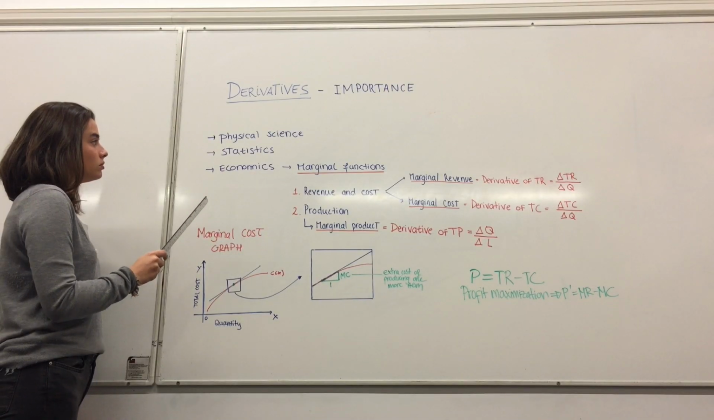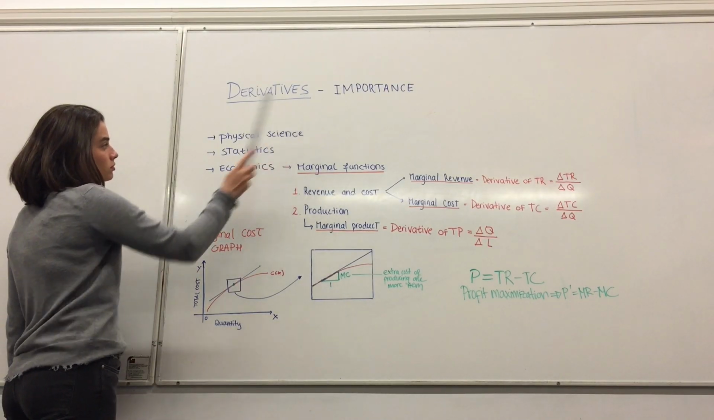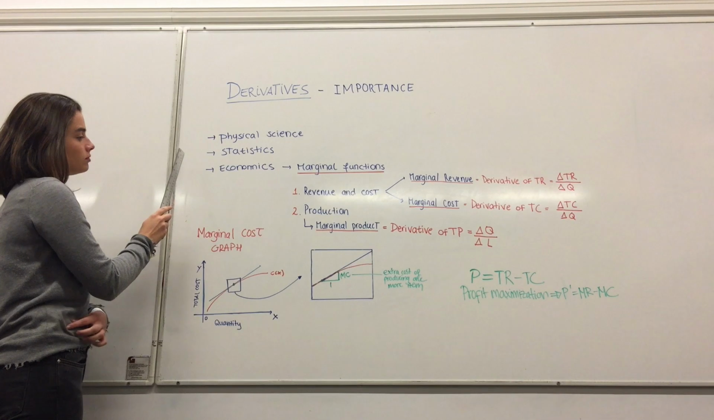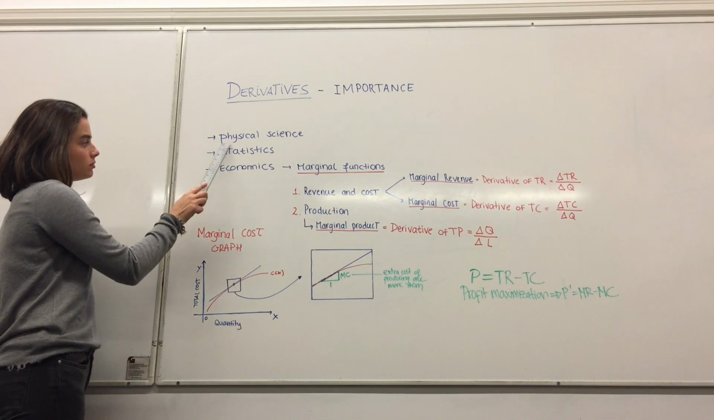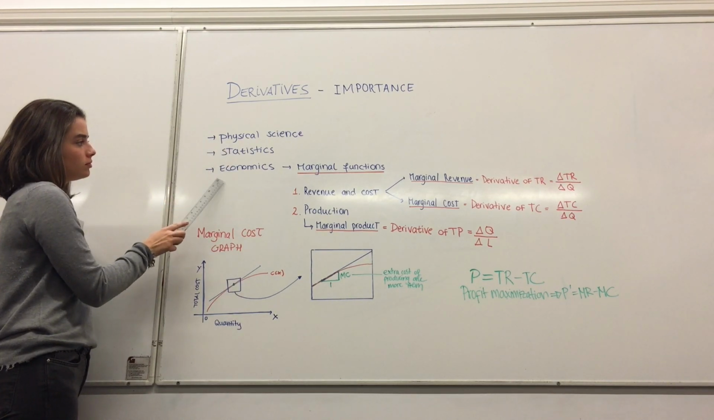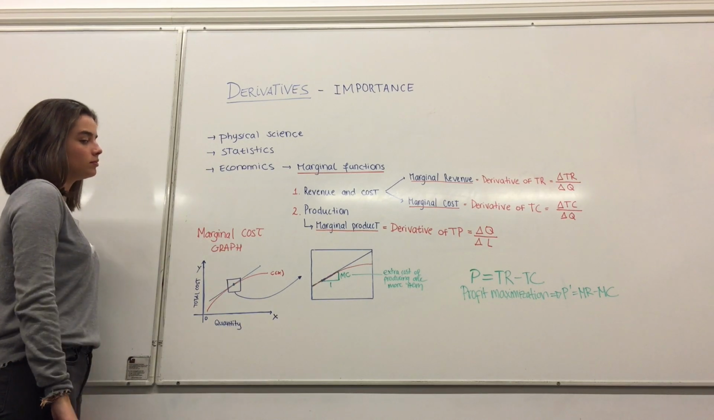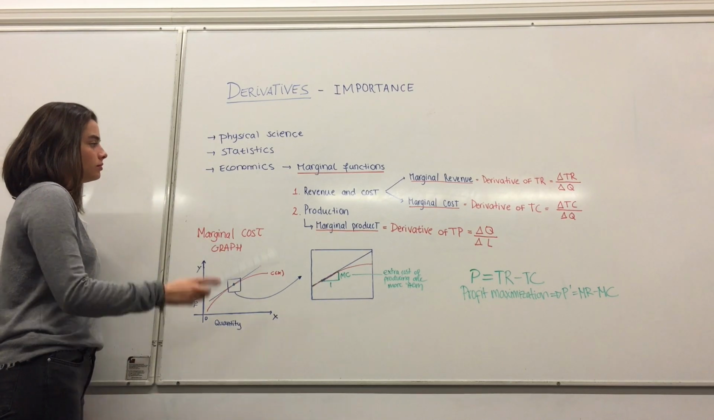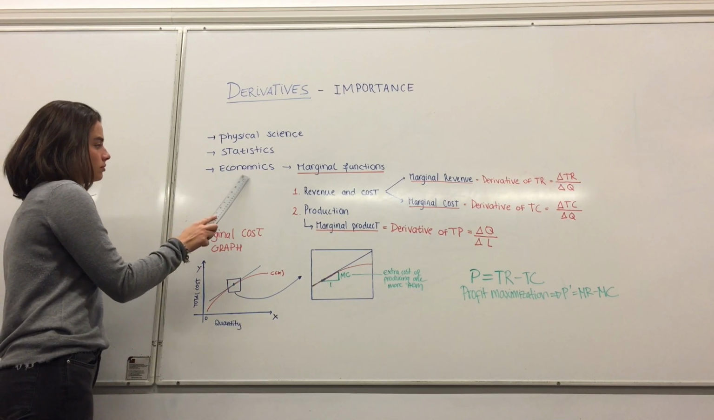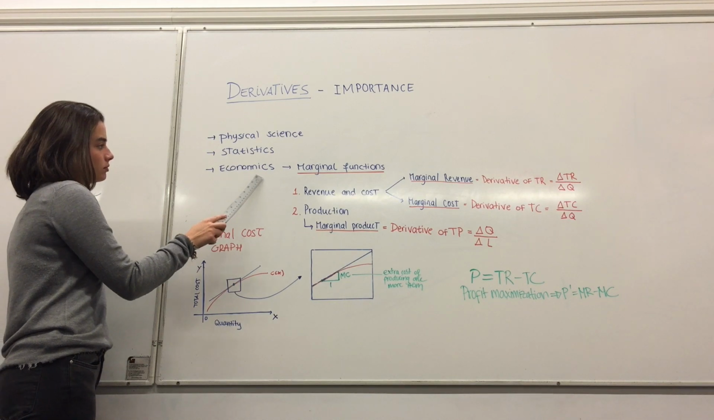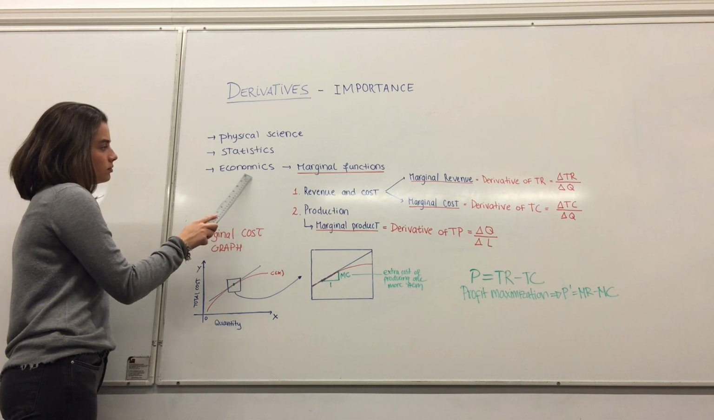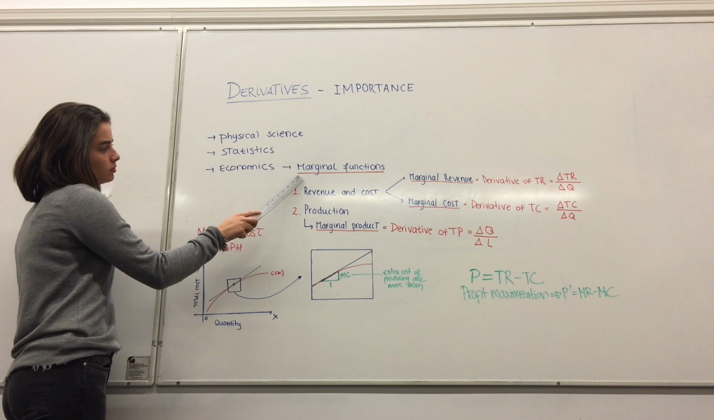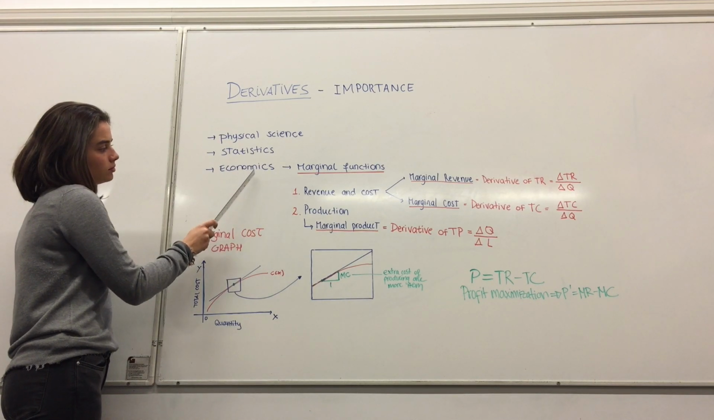So derivatives are very important since together with integrals they make up calculus, which applies to every branch of physical science, statistics, economics, and other fields wherever a problem can be mathematically modeled and an optimal solution is desired. It allows one to measure the change of something with respect to another variable. Marginal functions are a great example of how derivatives are used in economics.